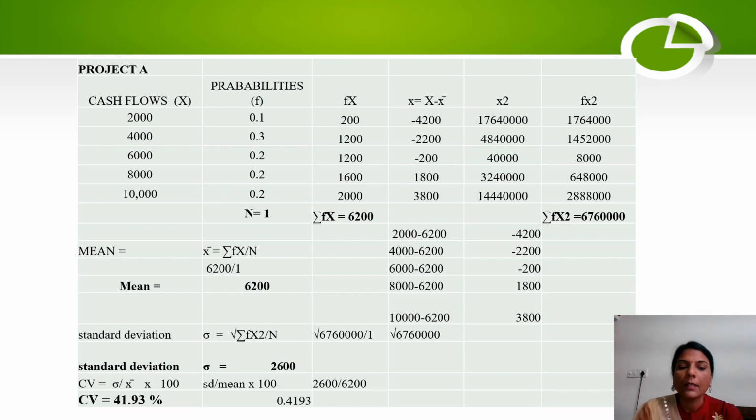We have calculated it. Then CV will be standard deviation divided by mean, multiplied by 100, so that the CV value always comes in percentage form. So here standard deviation is 2600, mean is 6200, multiplied by 100, so CV becomes 41.93%. We have calculated: mean is 6200, standard deviation is 2600 and CV is 41.93%.